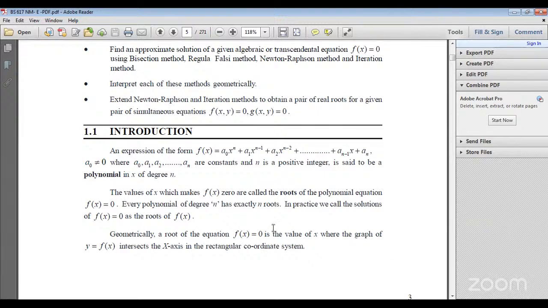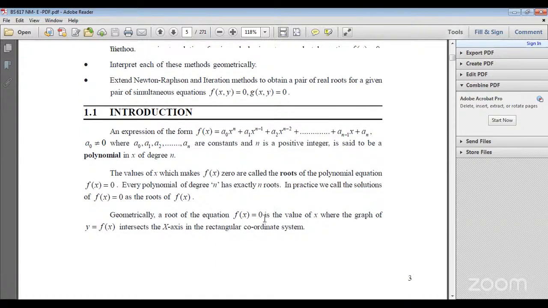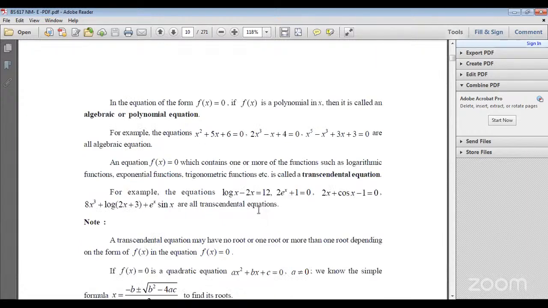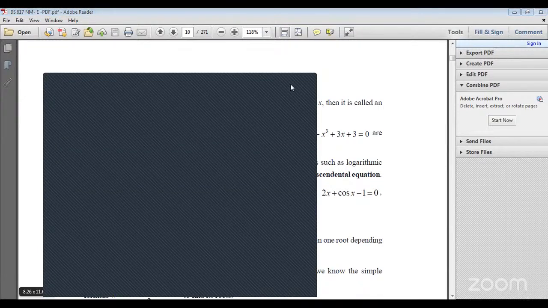The values of x which make f(x) = 0 are called the roots of the polynomial equation. Every polynomial of degree n has exactly n roots. For example, in this equation f(x) = 0, it is called an algebraic or polynomial equation. Are you understanding? Yes, sir.